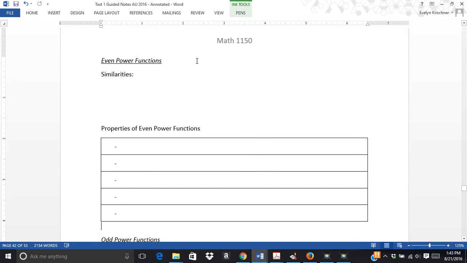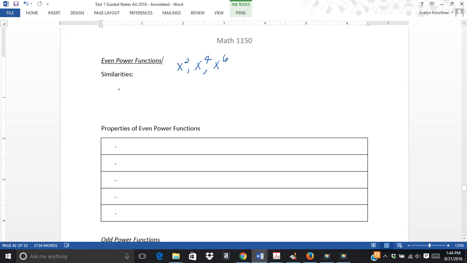Okay, so we talked about power functions. Now I want to talk about even power functions. Go ahead and look on your calculator. Go ahead and graph x squared, and then x to the 4th, and then x to the 6th. So take a minute, graph that, pause, and come back.